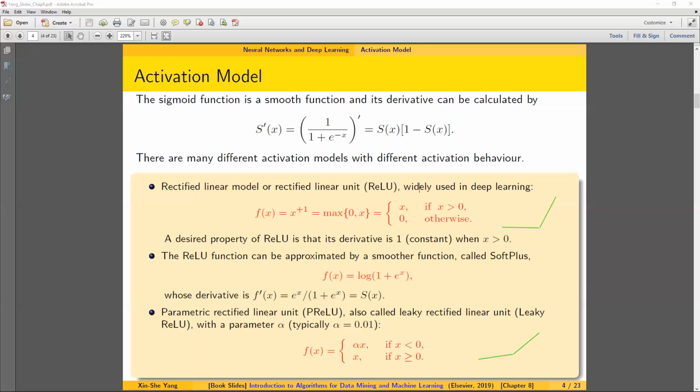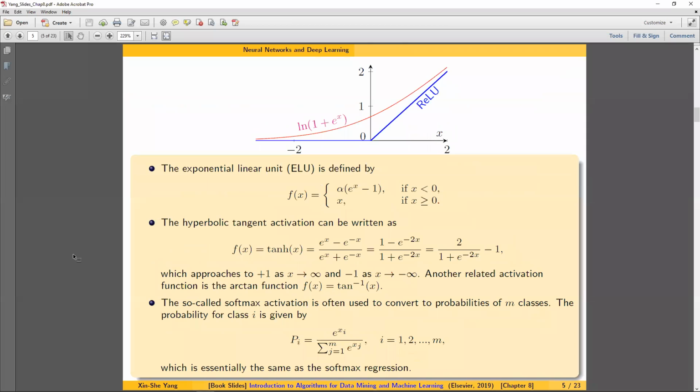Okay, let's move on to the next page so that you are able to see what I was talking about in terms of the smoothing approximation of the ReLU. Here, this is the ReLU in the blue line, and the function log(1 plus e to the power of x) is really an approximation of the ReLU. And then you have the exponential linear unit, the hyperbolic tangent activation function, and also the softmax activation function. You can see that all of these tend to have different function forms. It really depends on the problem itself.